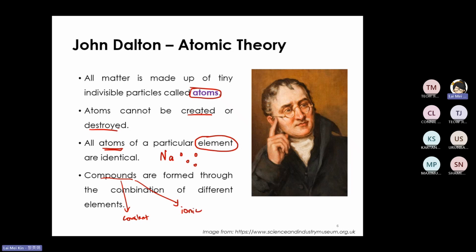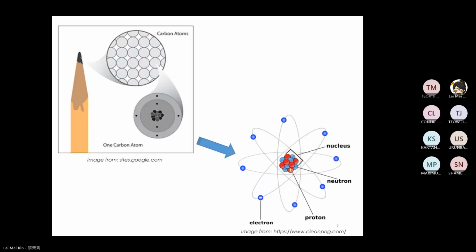So, what is atomic theory? Atoms cannot be created or destroyed. If I have atoms from the same element, they will be identical. And if I want to form a compound, I have atom and atom mixed together, I form a compound. It's just a matter of whether it's a covalent or ionic compound. I think I've shown you this during the first class as well.